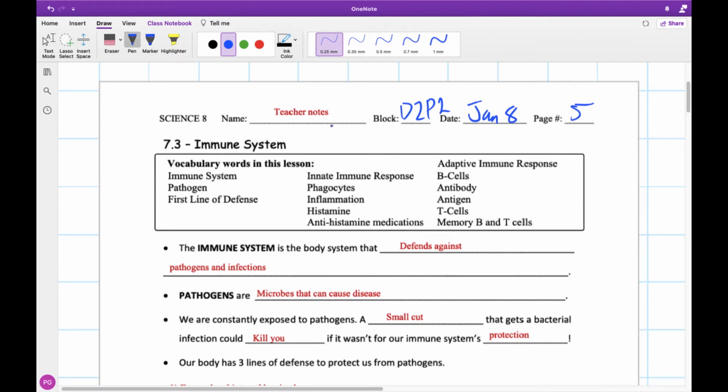Remember, you put your name up at the top here, the block, the date, as well as our page number. Now there's a lot of vocabulary in this lesson, as you'll see from the top here, so make sure that you're paying attention and make sure that you've completed all of the notes.